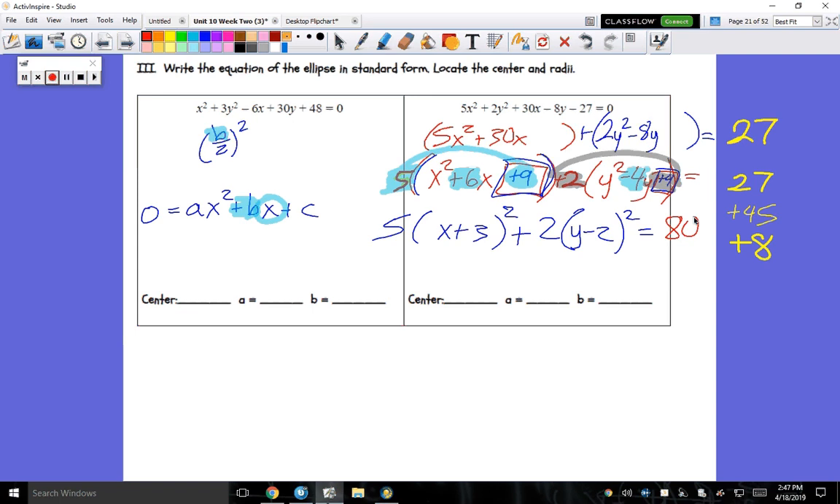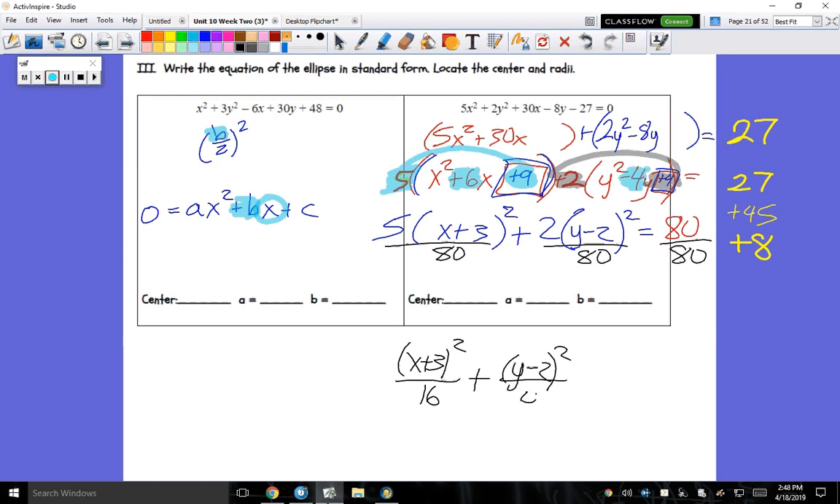And now I just have to make sure that, what do I do next? You can move back if you want. I just got to divide by 80. So dividing by 80 gets me to this. So I'll get x plus 3, that 5 and that 8 reduced to what? 16? And the y minus 2, that 2 and that 80 reduced to 40. And then I get this. So that the center is what? Yep. What's the a value?